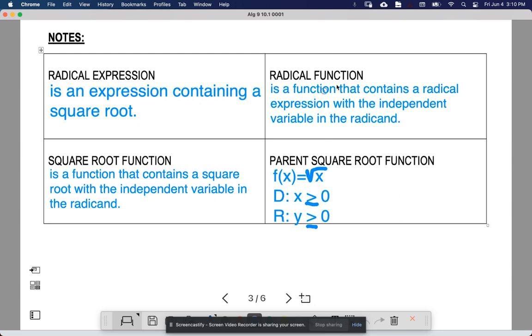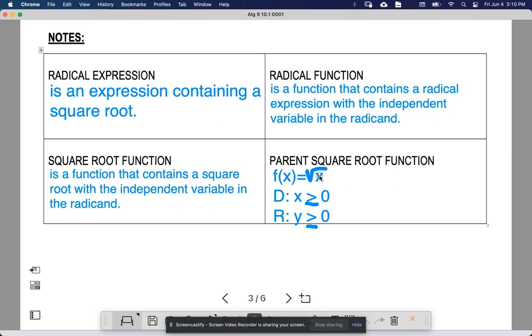Again, a function is when we have our f of x, g of x, h of x, or even the y equals, then we have our square root of x here. Square root function is just a type of function that we have. So obviously it's a function that contains a square root with the independent variable, and that is in the radicand.